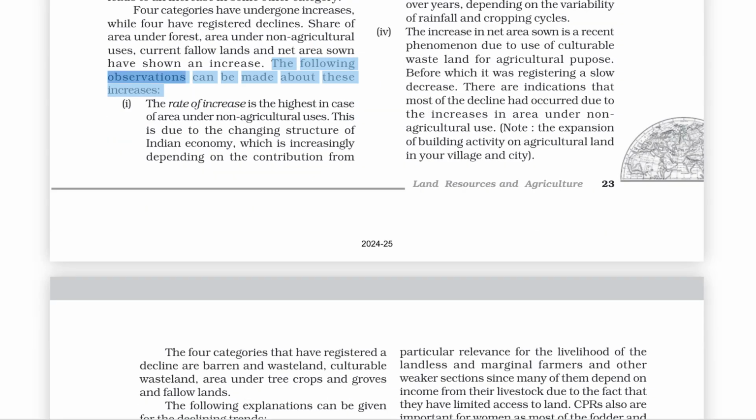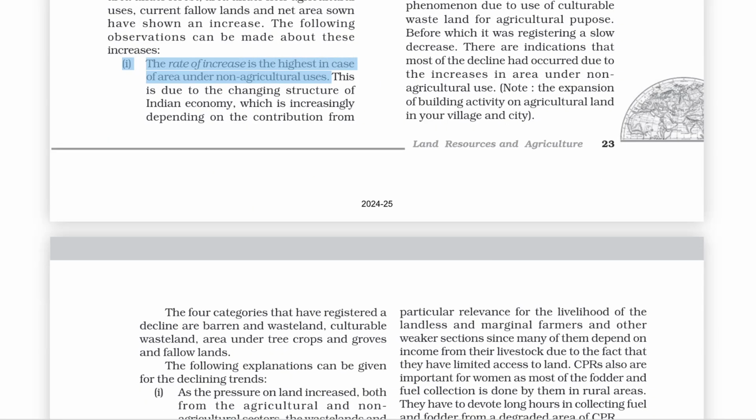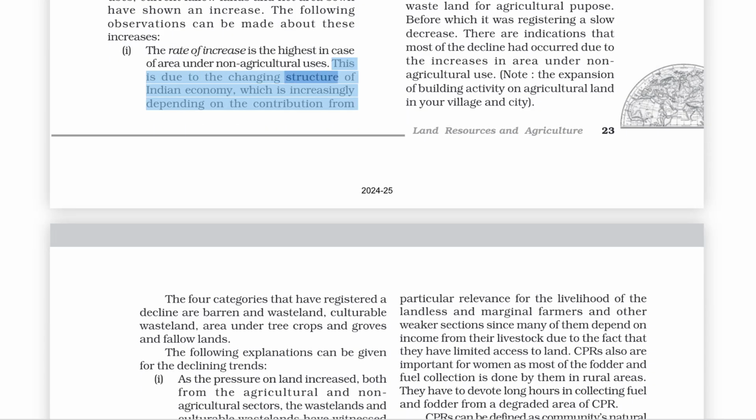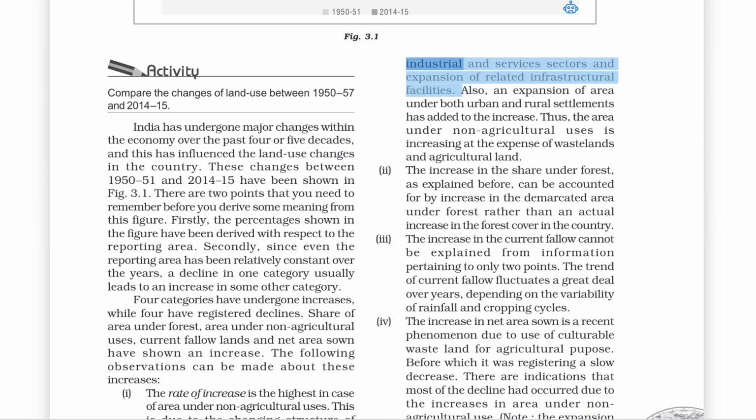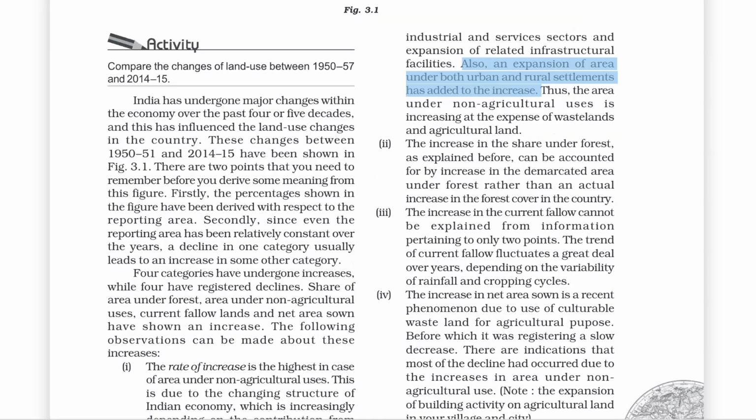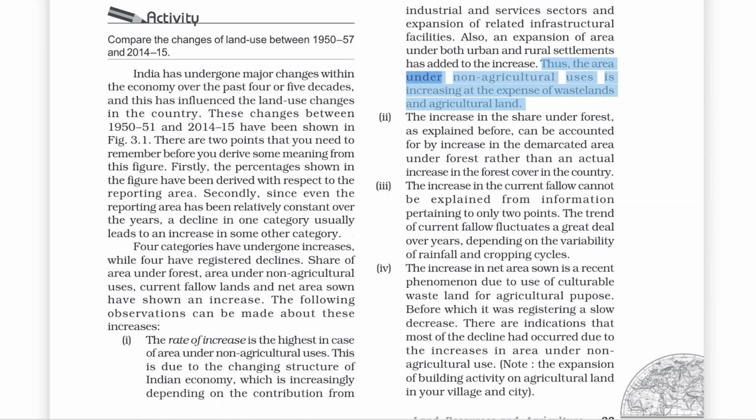The following observations can be made about these increases. 1. The rate of increase is the highest in case of area under non-agricultural uses. This is due to the changing structure of Indian economy, which is increasingly depending on the contribution from industrial and services sectors and expansion of related infrastructural facilities. Also, an expansion of area under both urban and rural settlements has added to the increase. Thus, the area under non-agricultural uses is increasing at the expense of wastelands and agricultural land.